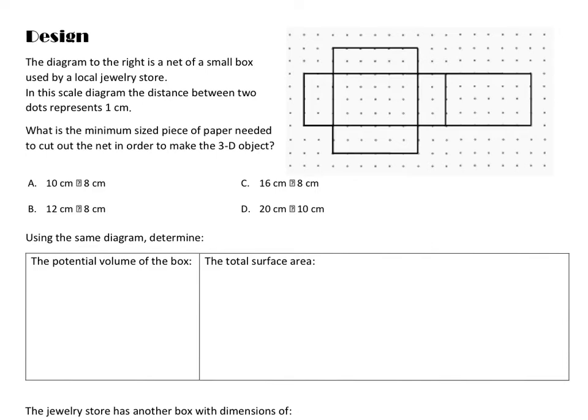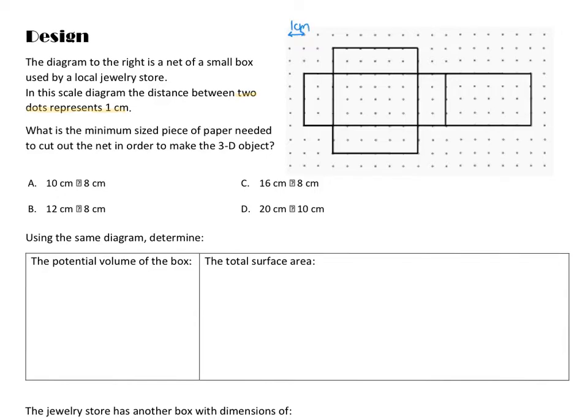In this video, we're going to look at some elements of design and how we apply our knowledge of nets and scale diagrams to designing. So this diagram to the right is the net of a small box used by a local jewelry store. In this scale diagram, the distance between two dots represents 1 centimeter. Okay, so that's very important. 2 dots is 1 centimeter. So we have been writing that like this.